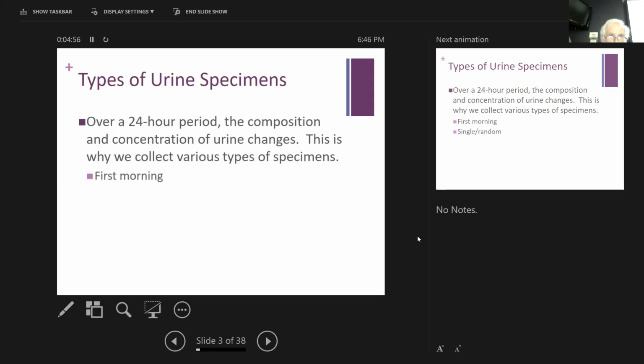One is a first morning specimen. Basically, as soon as you get out of bed, go in and pee in a cup. First morning specimens are preferable for things like pregnancy tests. That's how I did it. That's how you did it, yeah. Because I peed on it at nighttime, then I peed on it in the morning, and then I was pregnant.